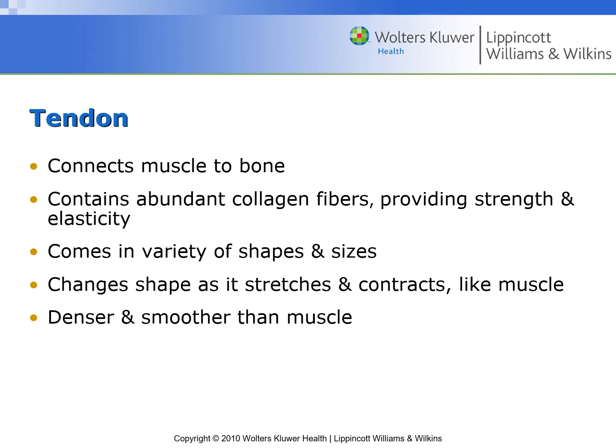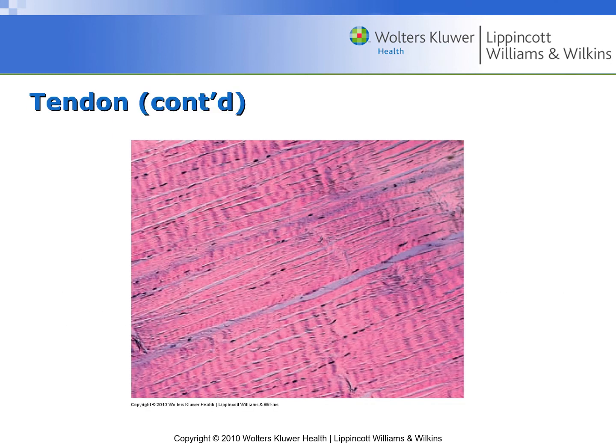The dense connective tissue that surrounds muscles converges to form tendons. Tendons connect muscle to bone. They contain an abundant amount of collagen fibers which provide strength and elasticity. Tendons come in a variety of shapes and sizes. Their shape changes as they stretch and contract, just like muscle. Tendons are denser and smoother than muscle. And here we have a microscopic view of a tendon. This structure attaches muscles to the bones they move. The transition point between a muscle and a tendon is felt as tissue becomes smoother and firmer.